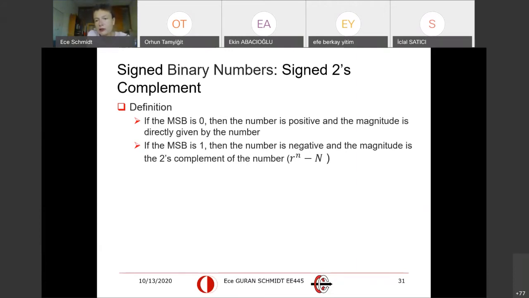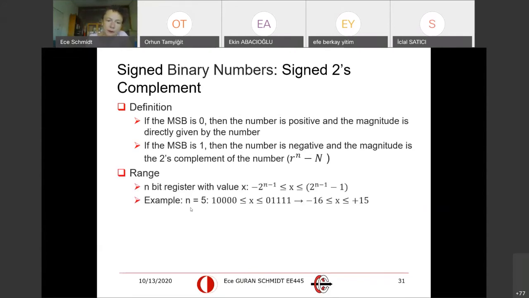And the magnitude is the 2's complement of the number, where 2's complement is defined for an n-bit number of base 2, so this is the R's complement: 2 to the power n minus the number magnitude itself. If I have an n-bit register with value x, then according to this signed 2's complement, x has to be in this range. If n is equal to 5, I can represent from minus 16 to plus 15.